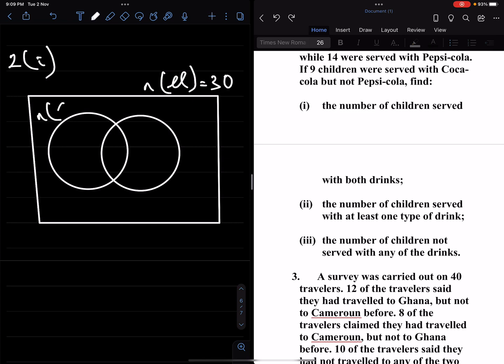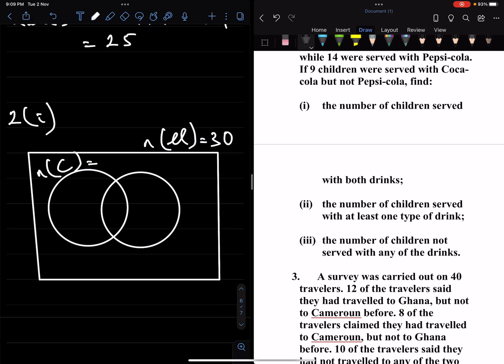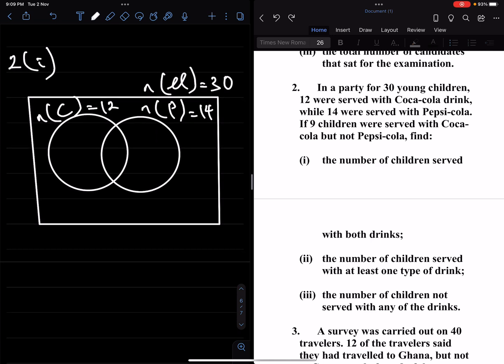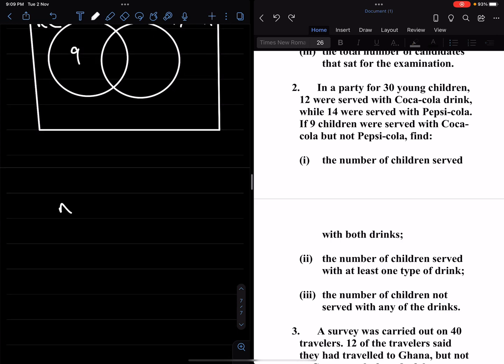Now this will be C for Coca-Cola. So the number of children who were served with Coca-Cola, that's 12. So that means the cardinality of the set that represents Coca-Cola is 12. The number of children who were served with Pepsi-Cola, that's 14. Now if 9 children were served with Coca-Cola but not Pepsi, that means only Coca-Cola, which is this place, that's 9. If I write that in set notation, it's going to be C intersection P complement. That means the cardinality of that set C intersection P complement is 9.